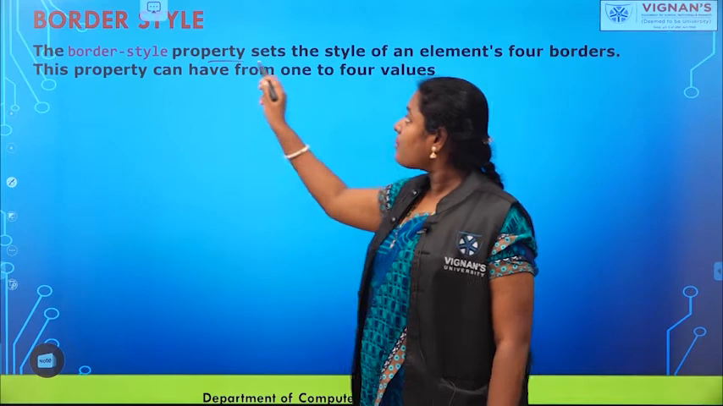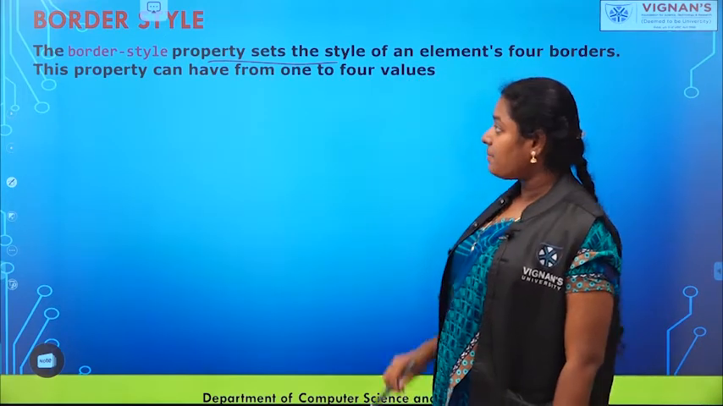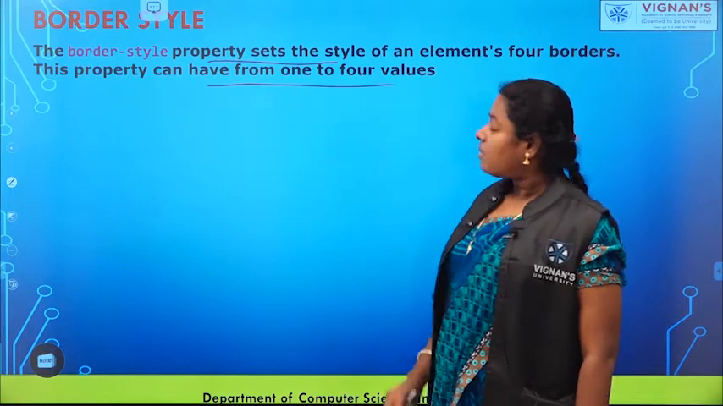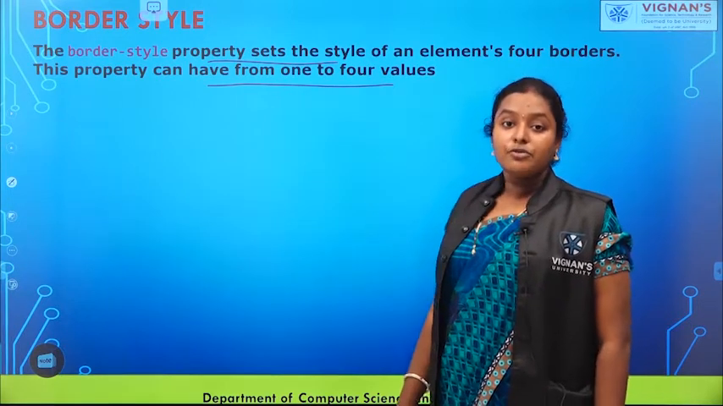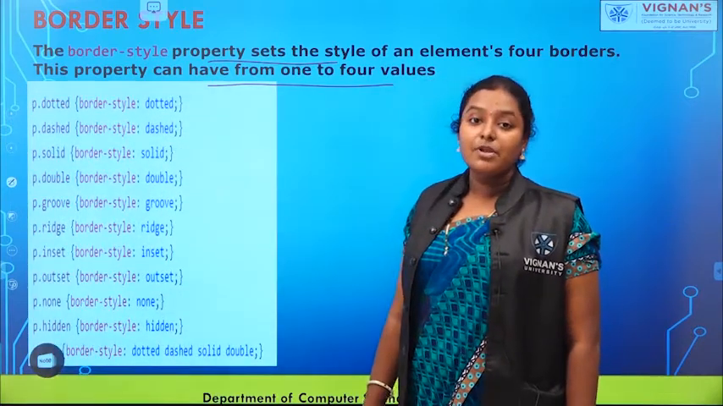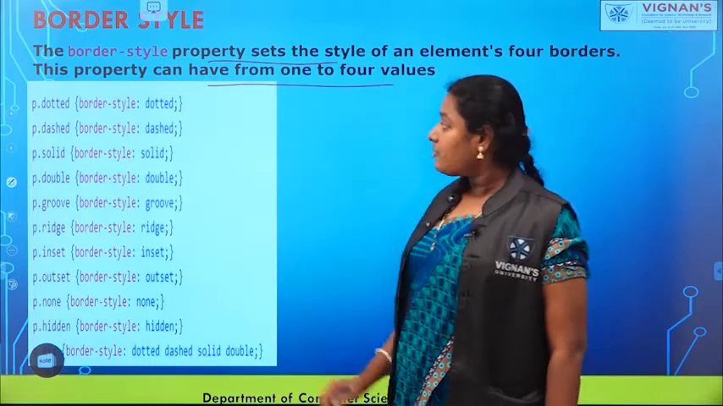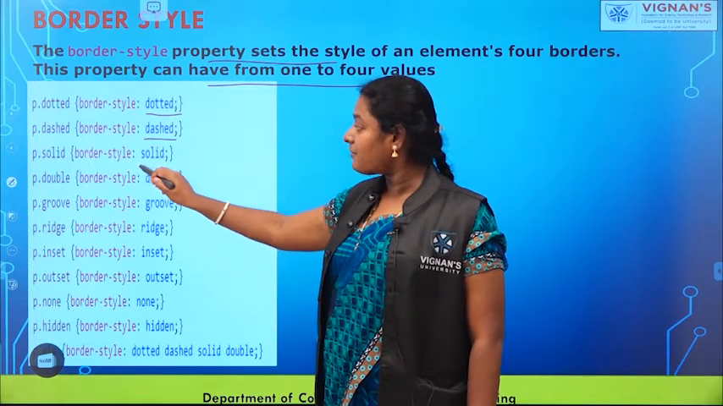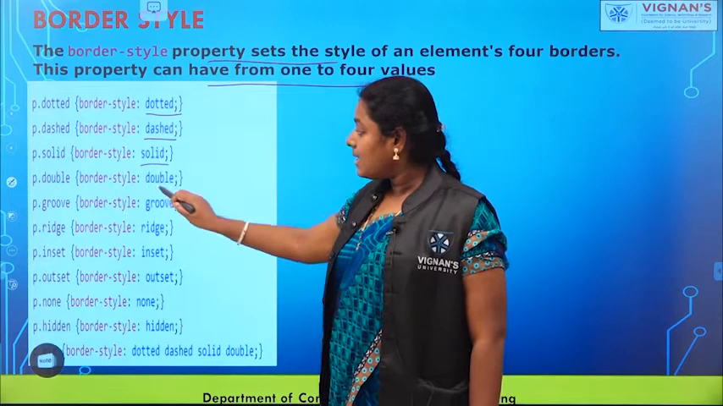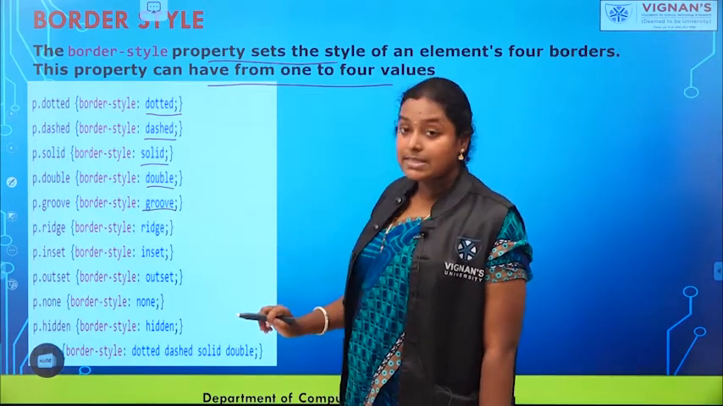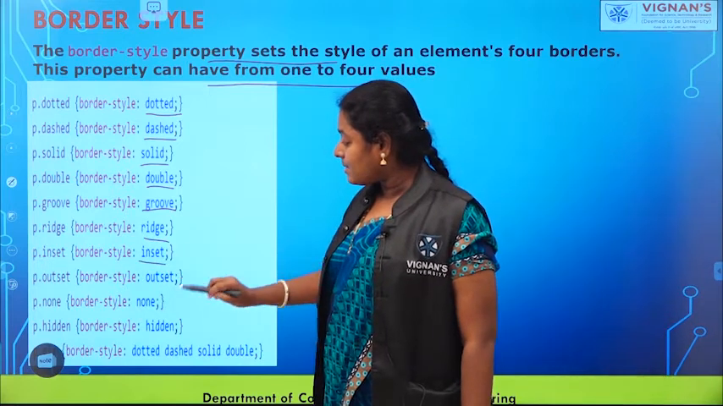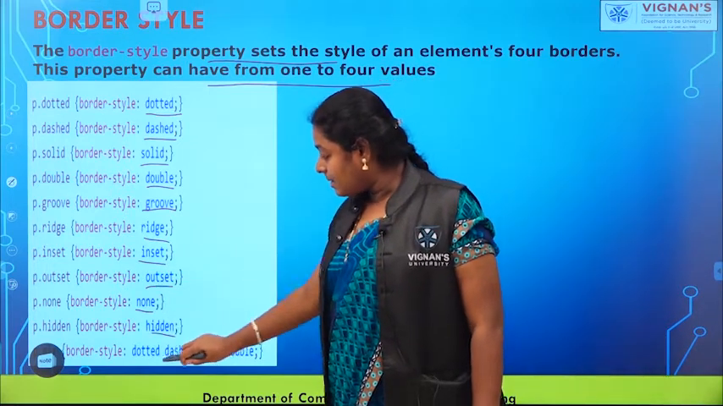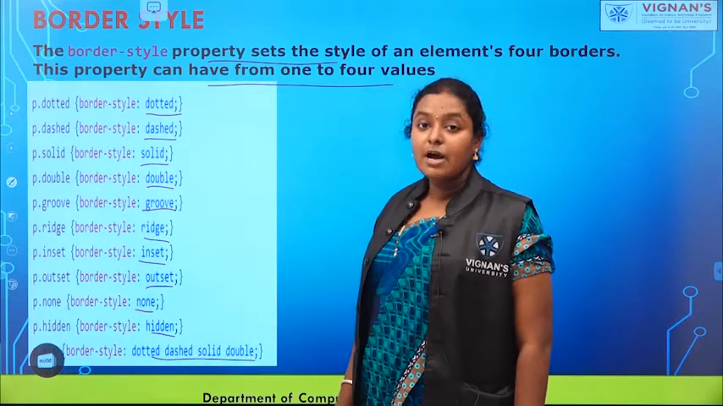So what is meant by border style? We already discussed that the border style property sets the style of an element. For a border you can take 1 to 4 values, that is top, bottom, left and right. So you are having multiple values for the border style property. The first one is border style dotted. Next dashed line. Next you are having one more style, that is solid. Next double. Next groove style. Next ridge. Next inset, outset, none, hidden. And this is the style you are giving for the multiple directions.